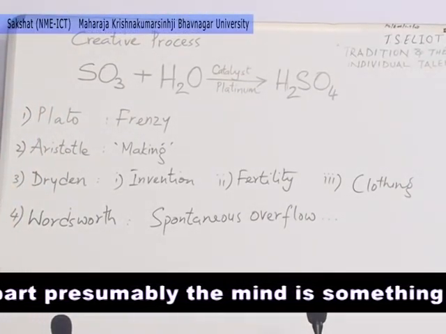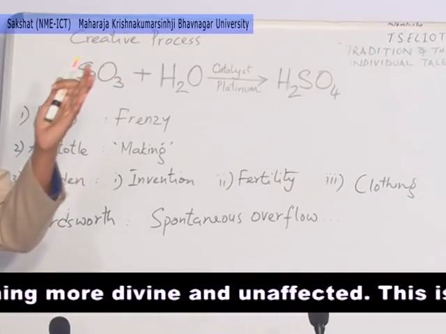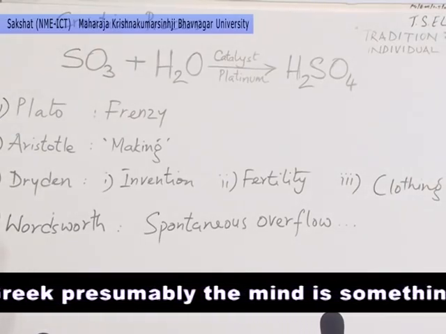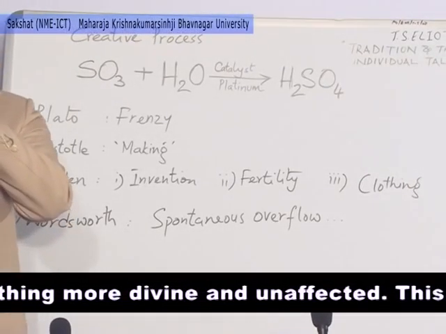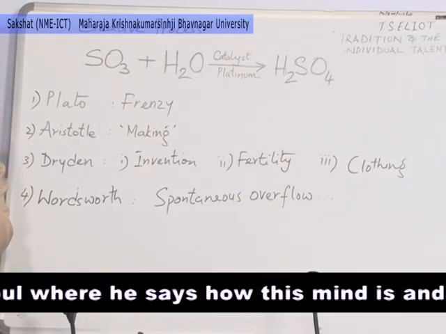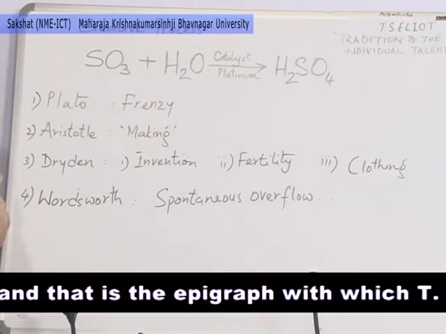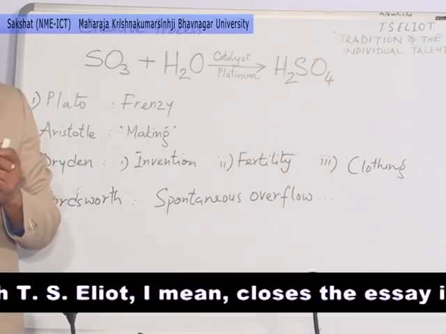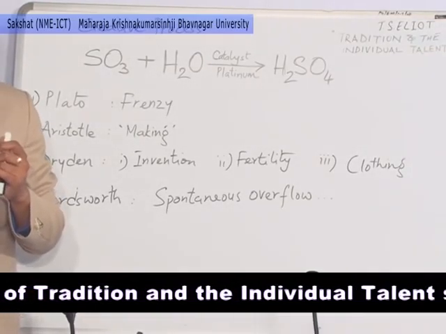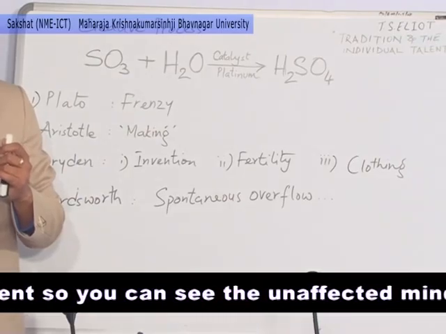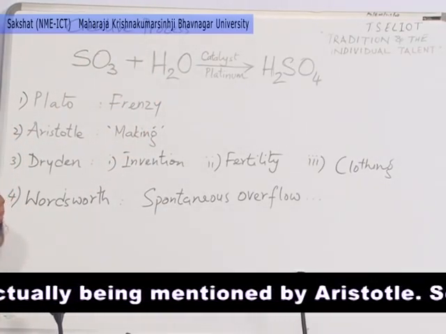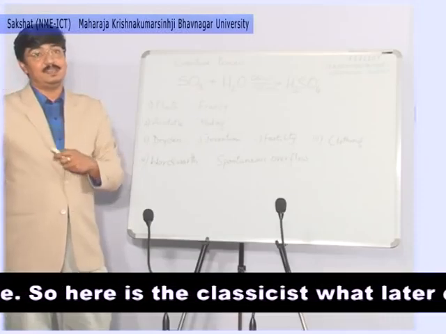The third small part that we have in the essay, this is in three parts. The third part, presumably the mind is something more divine and unaffected. This is how there is an epigraph in Greek: presumably the mind is something more divine and unaffected. This is Aristotle's lecture on the soul, where he says how this mind is, and that is the epigraph with which T.S. Eliot closes the essay, the short third section of Tradition and the Individual Talent. So you can see the unaffected mind, like the strip of platinum, is actually being mentioned by Aristotle.